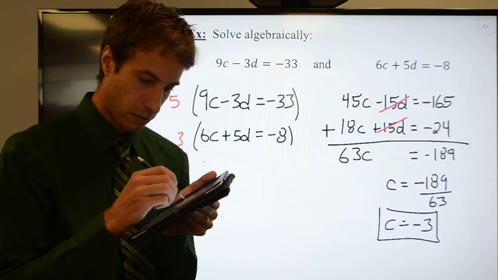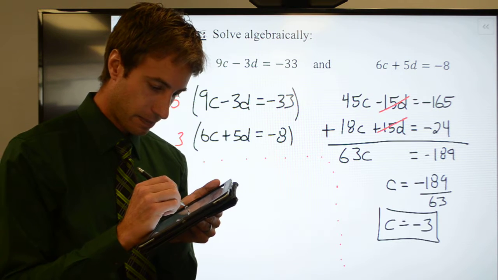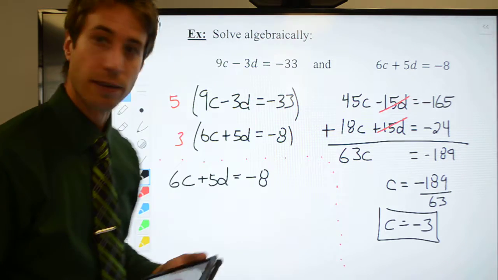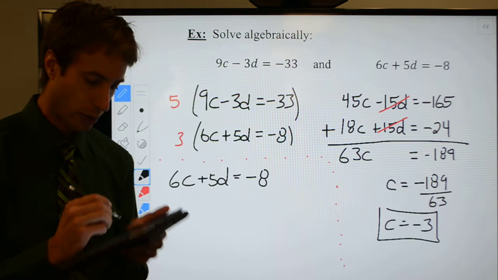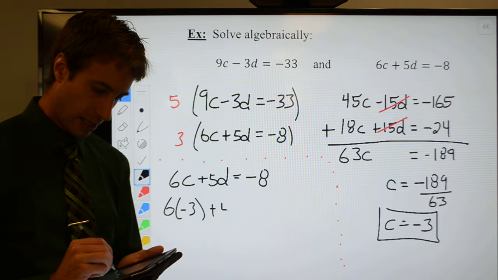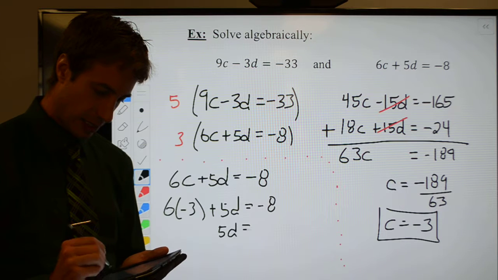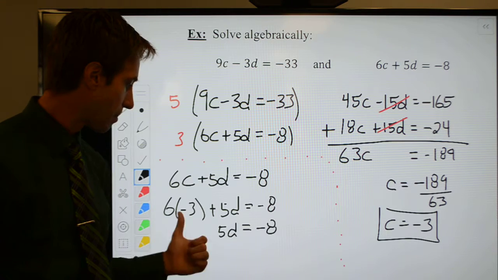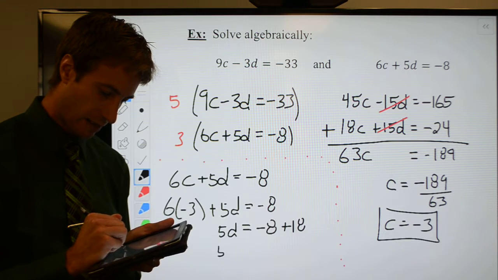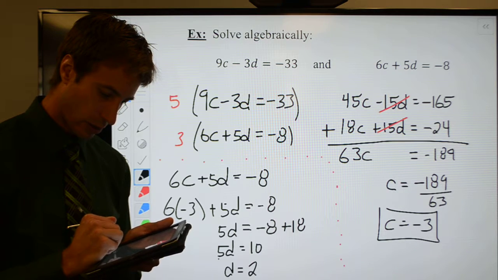Here, let me rope this guy off. A little bit different work. Here we go. 6c. Sorry, am I standing in front of that? I am. I'm standing in front of it. There you go. There's your equation. 6 times a minus 3 plus 5d equal to a negative 8. I'm going to have 5d is equal to a negative 8. That's going to be a minus 18, which I would add to the other side. So I have 5d is equal to 10. d is equal to 2.